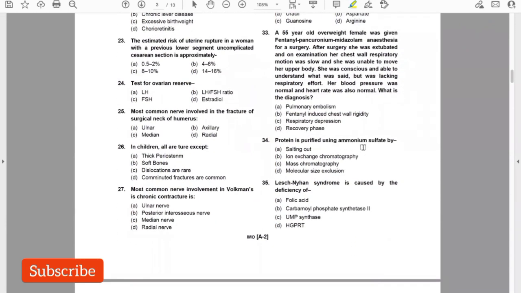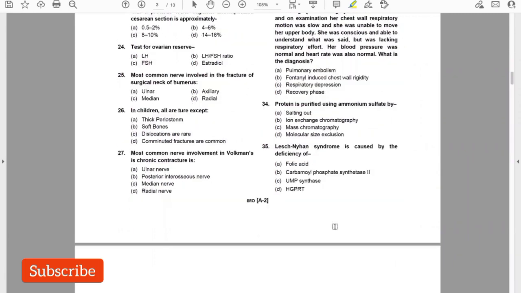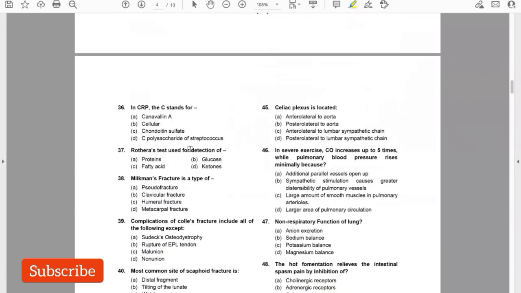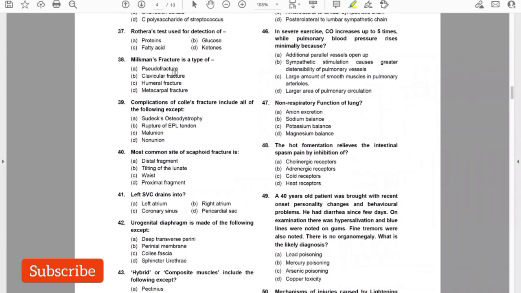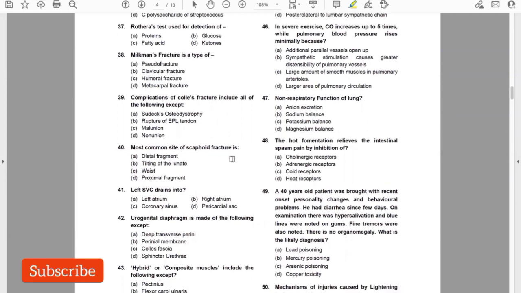Protein is purified using ammonium sulfate by salting out. Lesch-Nyhan syndrome is caused by the deficiency of HGPRT. In C-reactive protein, the C stands for C polysaccharide of Streptococcus. Rothera's test is used for detection of ketones. Milkman's fracture is a type of pseudofracture. Complications of Colles fracture include all of the following except, so non-union. Answer is non-union. Most common site of scaphoid fracture is the waist.